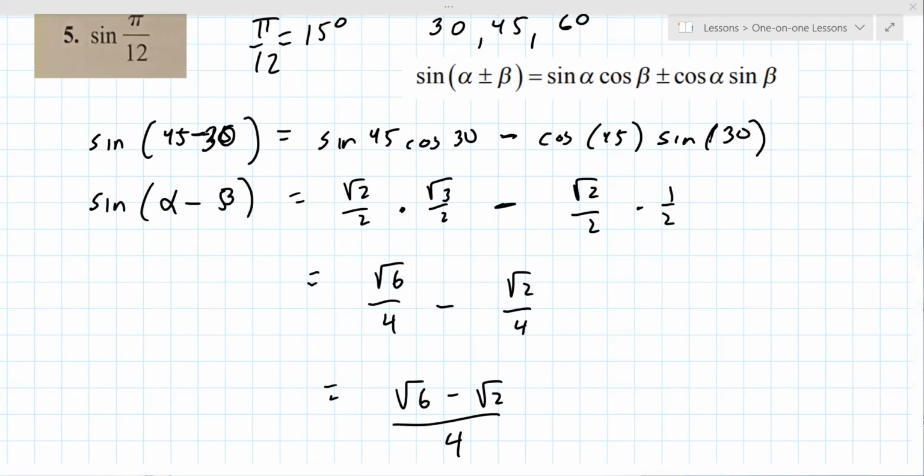And do you just leave it like that? That is your final answer. Yeah. Perfect. All right, let's go on to number 7. Number 7. The way these are organized, this one's very similar to the one we just did. Okay.